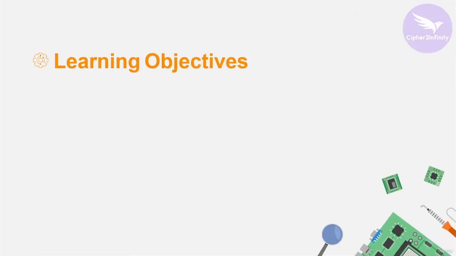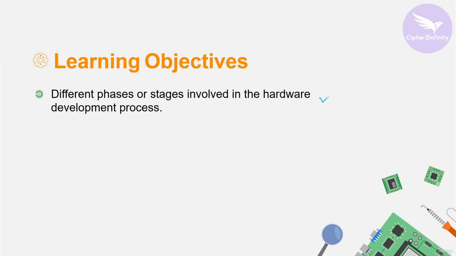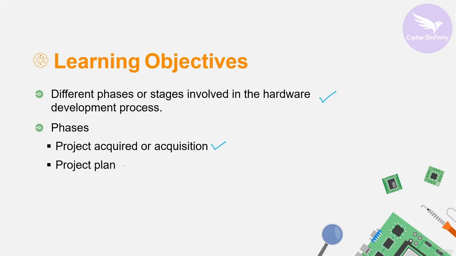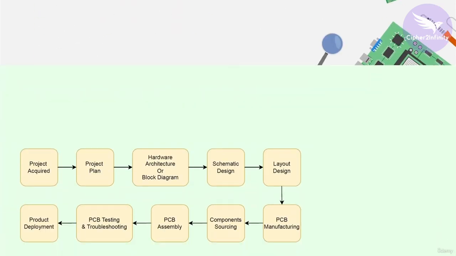You already know the learning objective of this video, so let me quickly tell you what you are going to learn. You will learn what the different phases or stages involved in the hardware development process are. As I'm going to explain 2 phases in this video, you will learn what happens during the project acquisition phase and the project plan phase. Now let me show you the different phases of the hardware development process.